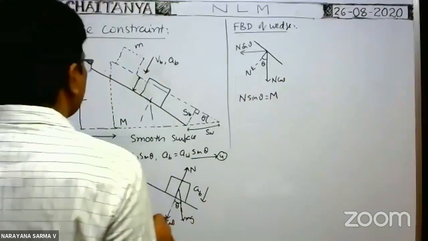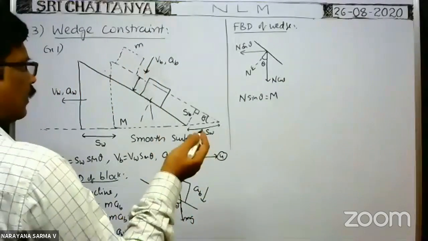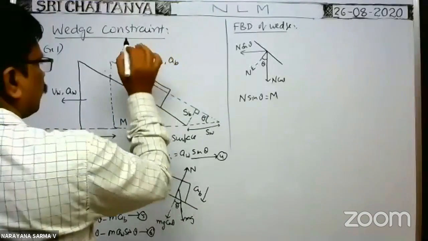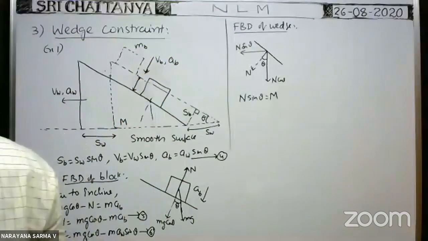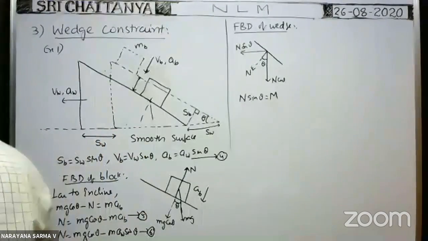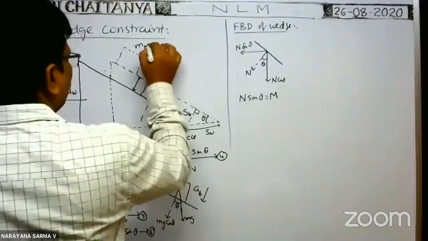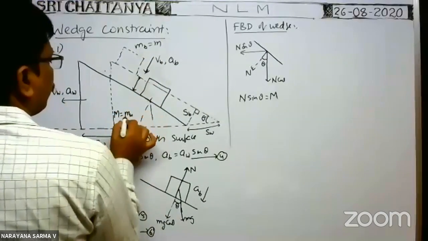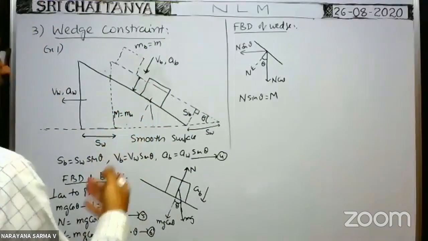I think it is better to write the mass of the wedge and the mass of the block separately. Mass of the block, you write mb. Mass of the wedge, you write small mw. Of course, we can use any notation. mb is equal to m, capital M is equal to mw, because mw means the mass of the wedge. We are not having any confusion.